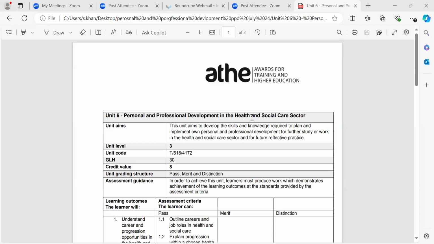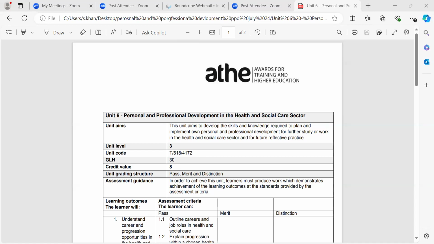The unit aim is to... are you all on the right unit first? It's Professional Development, Health and Social Care. Is everyone on the right one? Yes, excellent. Thank you. Because some students tend to come on to units and they're not on the right one. So just make sure you're on the right one.